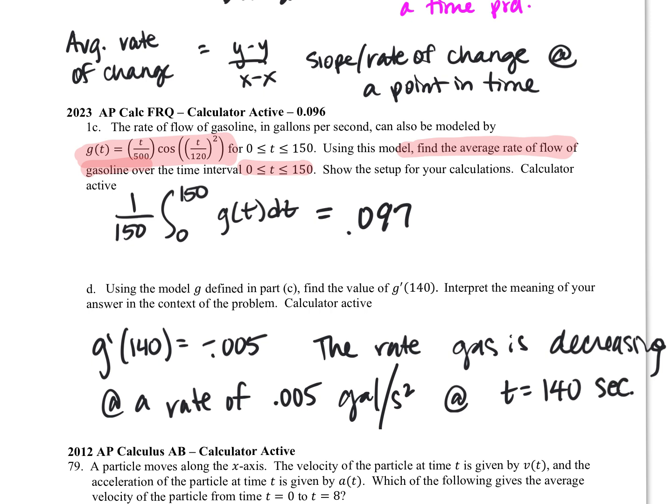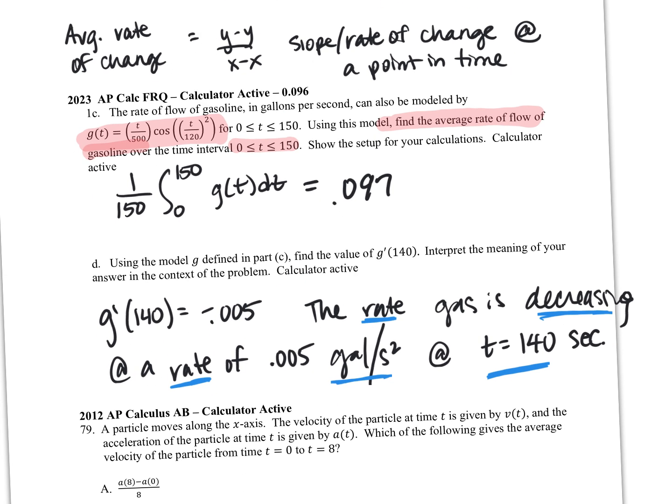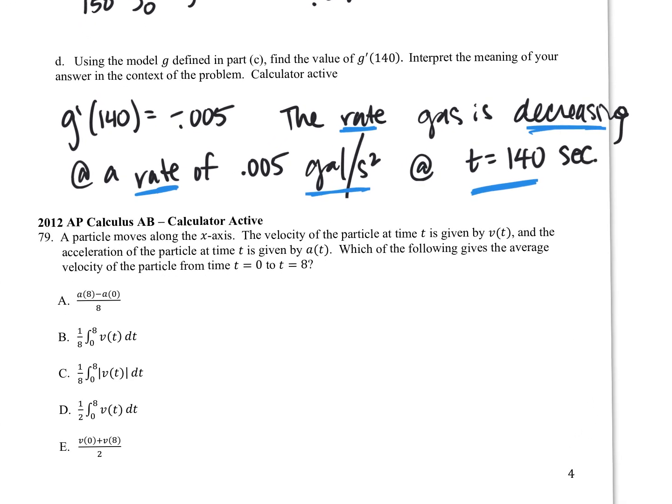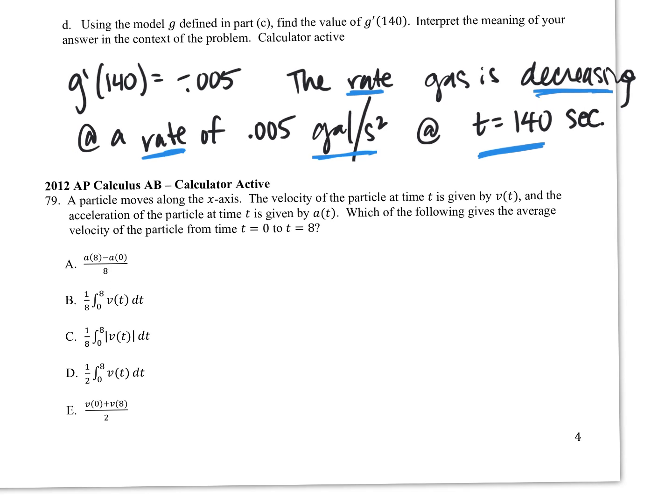Whoa, lots of words there. Here's what I'm going to underline to get all the points. The word rate has to be used twice. Decreasing has to be used, the correct units, and at what time. Did we have to show how we got it? We really didn't. They know it's a calculator. You're going to use your calculator to get that answer. That was a good old blast from the past, though. Okay, really trying to circle in our review as we go.